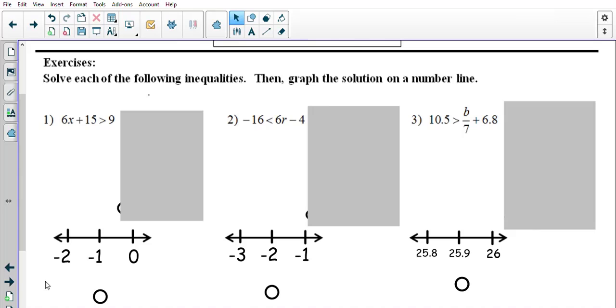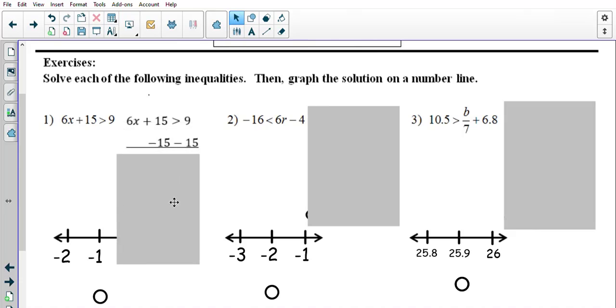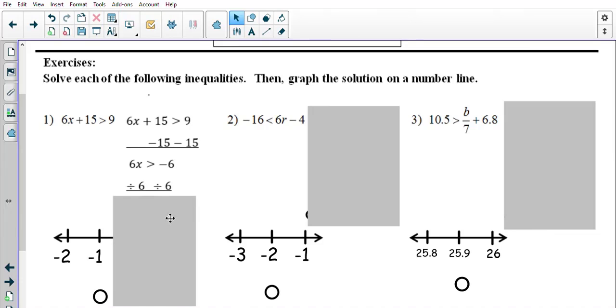We know we're adding 15. The inverse of adding 15 is to subtract 15. So let's do that to both sides. That's going to get us 6x is greater than 9 minus 15, which is negative 6. We finish by dividing both sides by 6. Now, since we divided both sides by a positive value, we do not need to flip the inequality symbol around. So we end up just getting x is greater than negative 1.